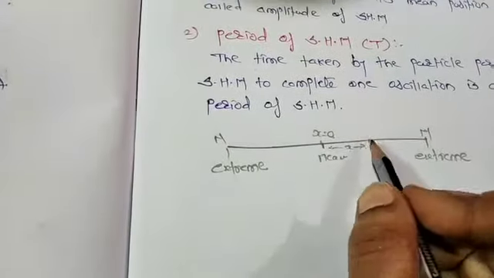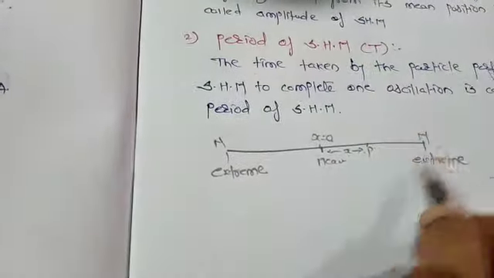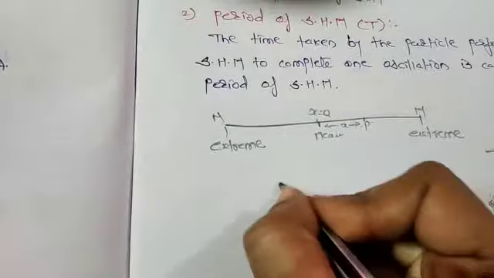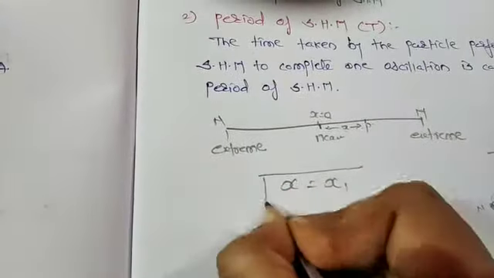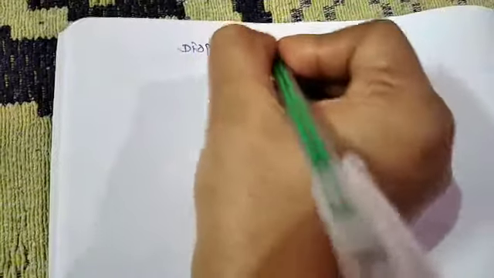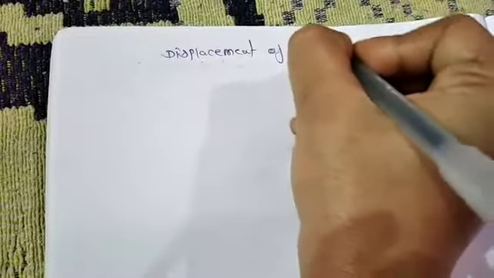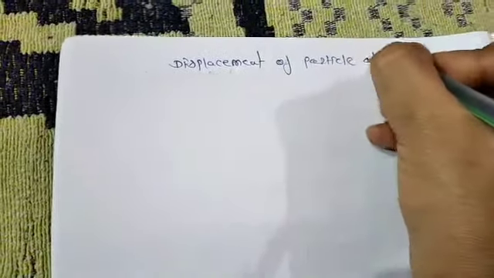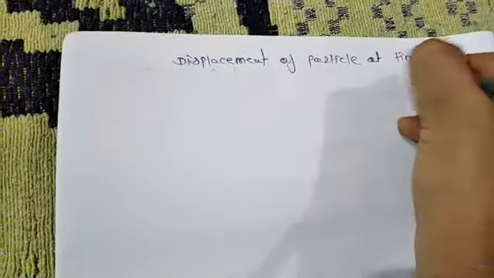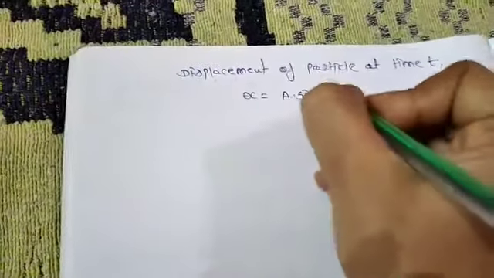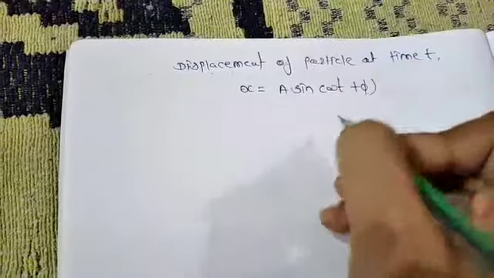If the particle is at position P, that is at distance x from the mean position, then after completing one oscillation, that is, completing one period, it should be again at the same position. That is, the displacement x should be equal to x1, the same. As we know, the displacement of the particle in SHM at time t is x equals a sine of omega t plus phi.